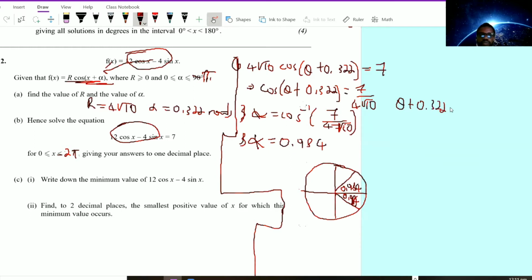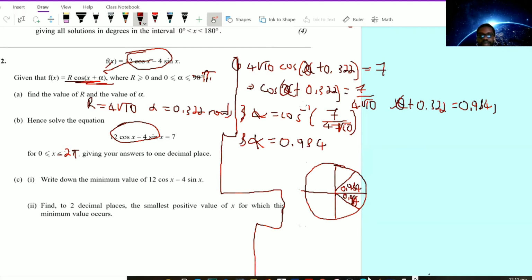Good. So now what we can say is that theta plus 0.322, of course, and they should have also not been theta, but x. All right, my bad. This should be x all the way because it's the x value here. So this should be x plus 0.322 is equal to 0.984 r. Of course, to get all the way around here, I'm going to have to say 2 pi, which is equivalent to 360 degrees minus 0.984 to get that value.